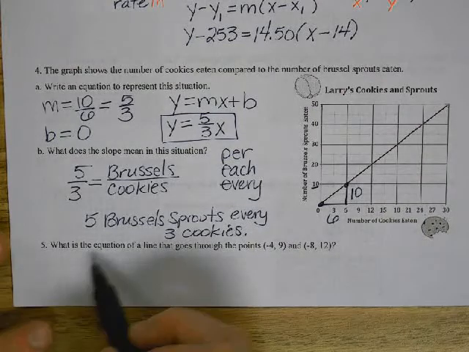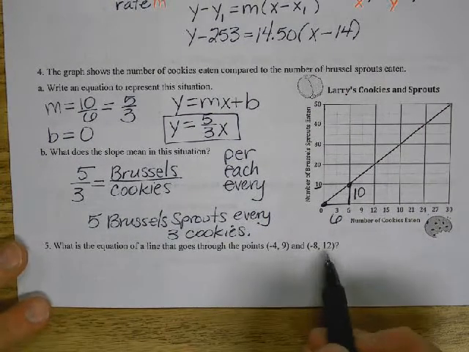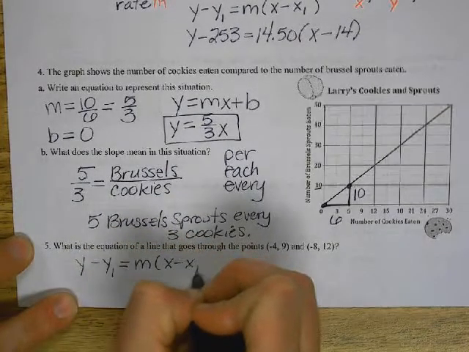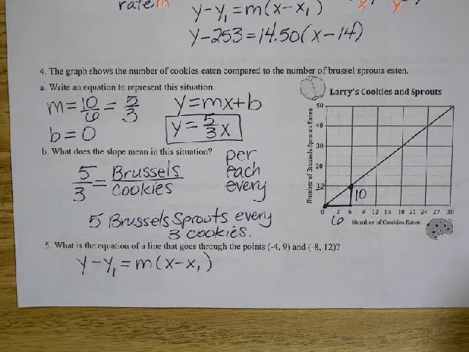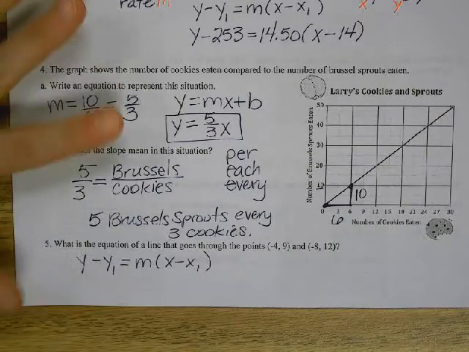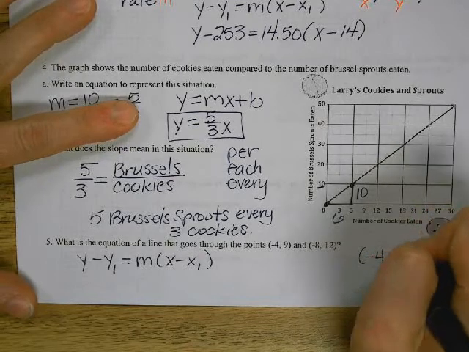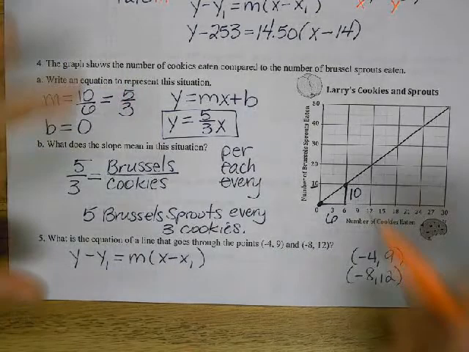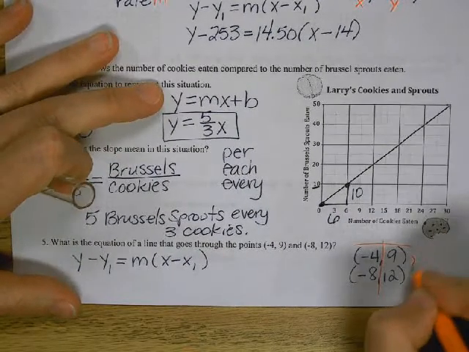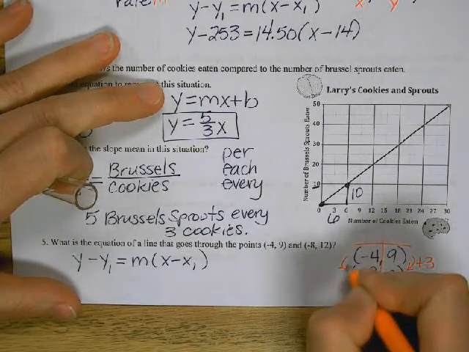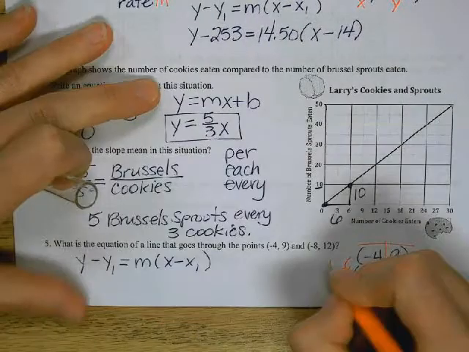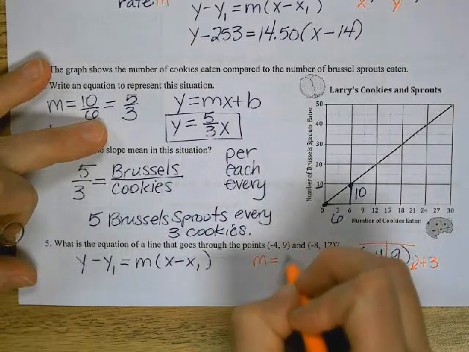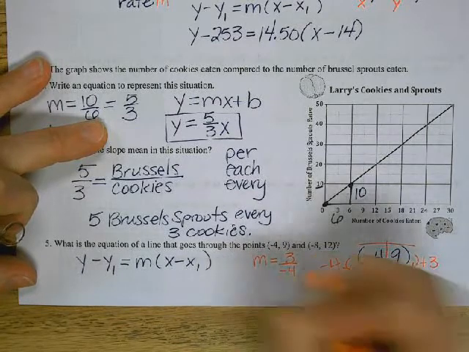Number 5. Number 5 is asking you to find the equation of the line between 2 points. So we're going to use y minus y1 equals m times x minus x1 because I have 2 points. I don't know my slope yet, so how do I get my slope? Well, I stack my points on top of each other. -4, 9, -8, and 12. And then remember, you draw your table through them, and you find your change. So this changed by 3, and this changed by -4. So my slope is going to be 3 over -4.